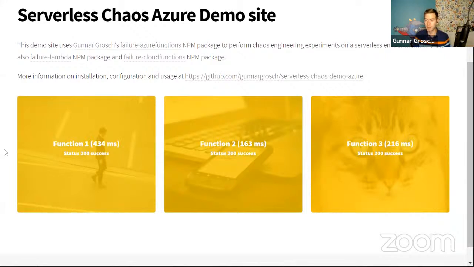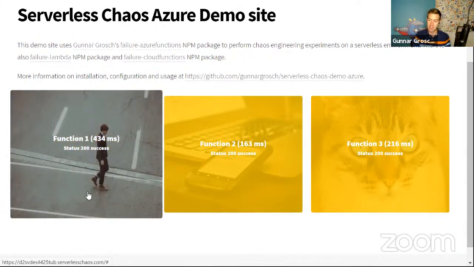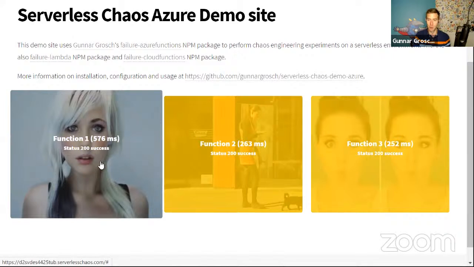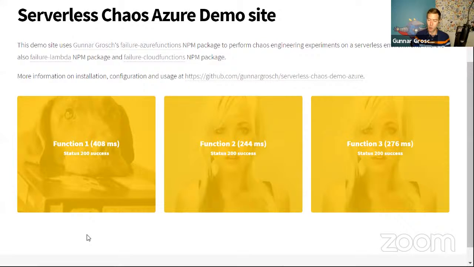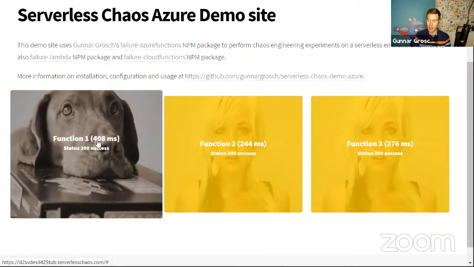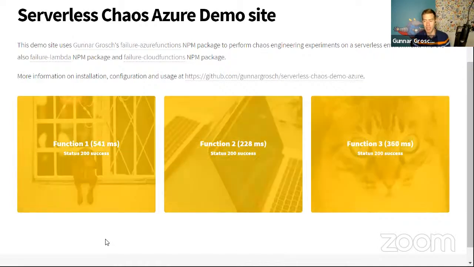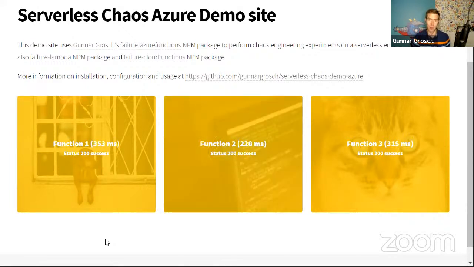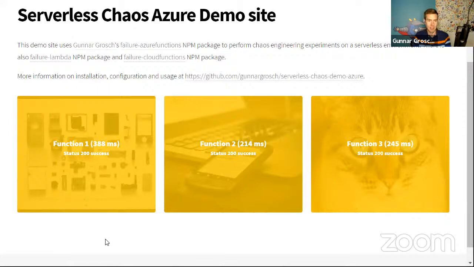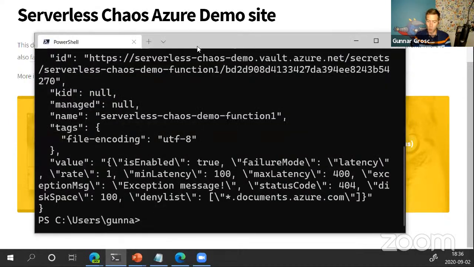And now looking at function 1, we can see that it's still responding with a 200, but instead of about 200 milliseconds, we are now at 408, 513, and so on. So we just added latency to each invocation. So far, so good. Our application can handle that we add between 100 and 400 milliseconds of latency to this function. That's good. So let's move on to the next one then.